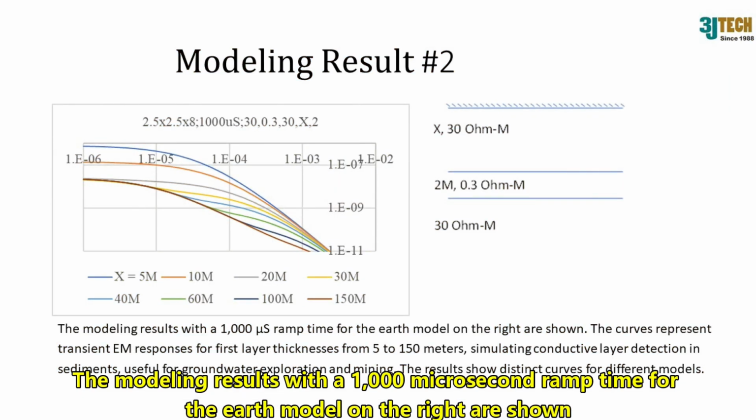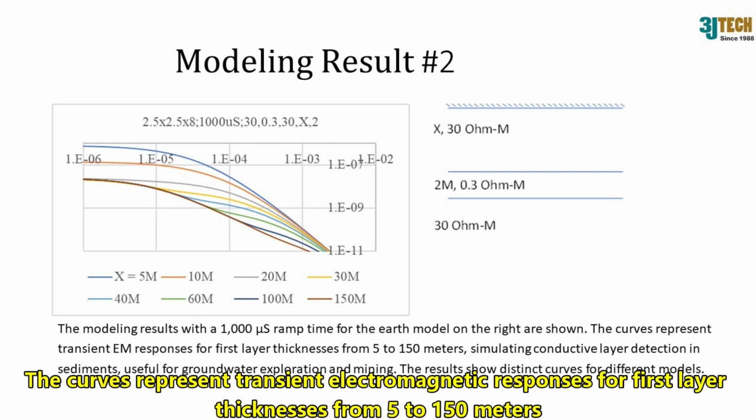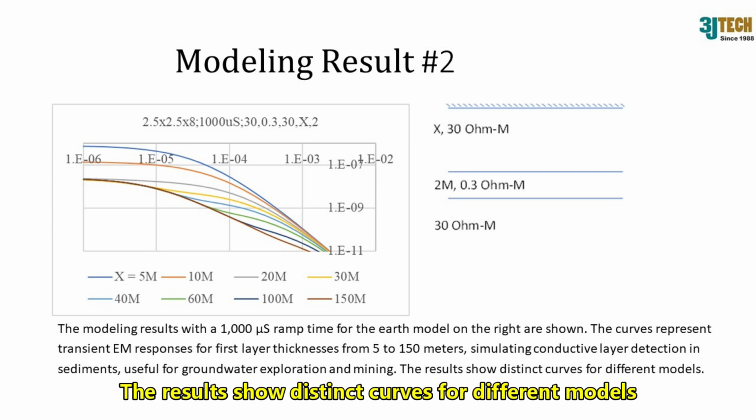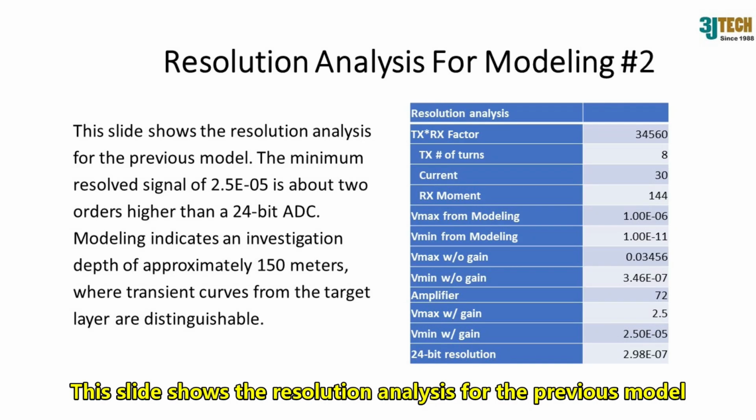The modeling results with a 1000 microsecond ramp time for the Earth model on the right are shown. The curves represent transient electromagnetic responses for first layer thicknesses from 5 to 150 meters, simulating conductive layer detection in sediments, useful for groundwater exploration and mining. The results show distinct curves for different models. This slide shows the resolution analysis for the previous model.